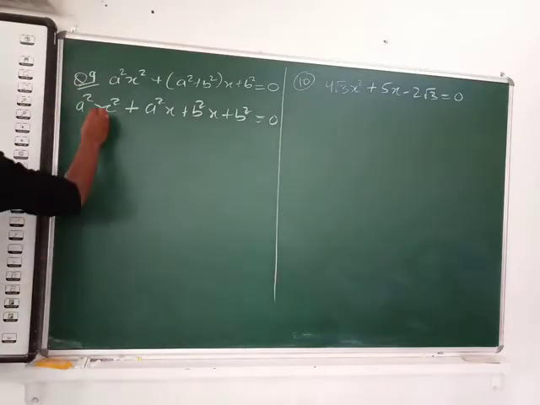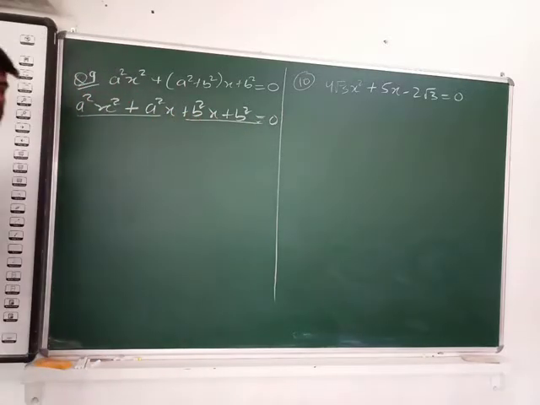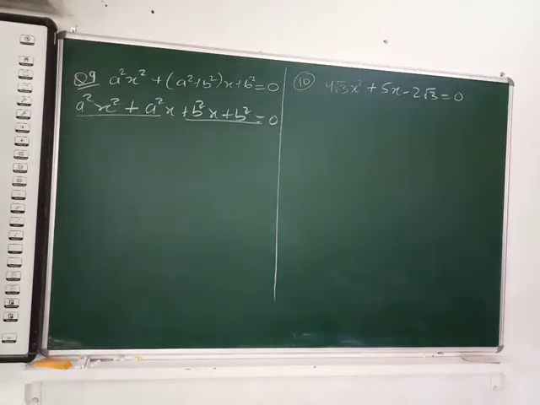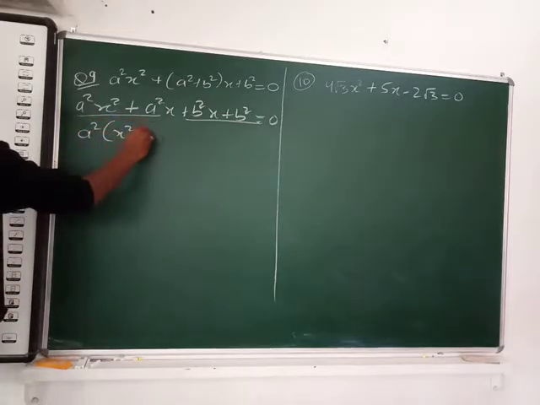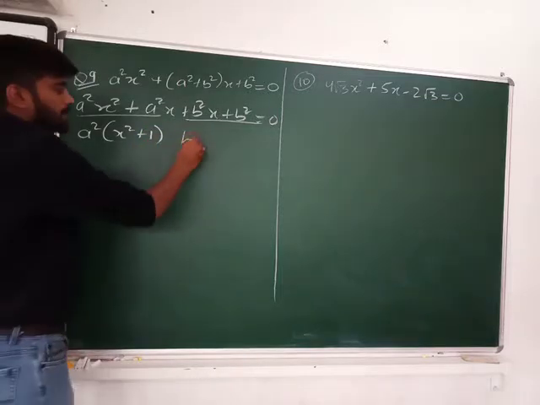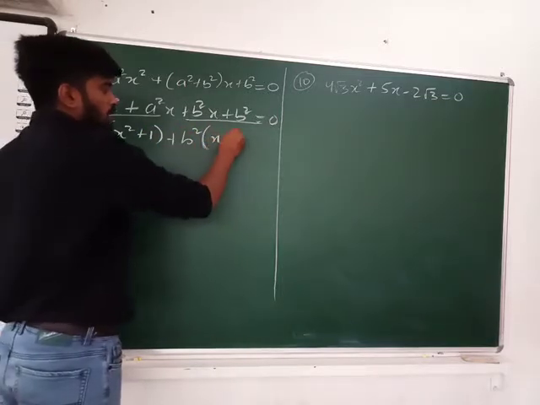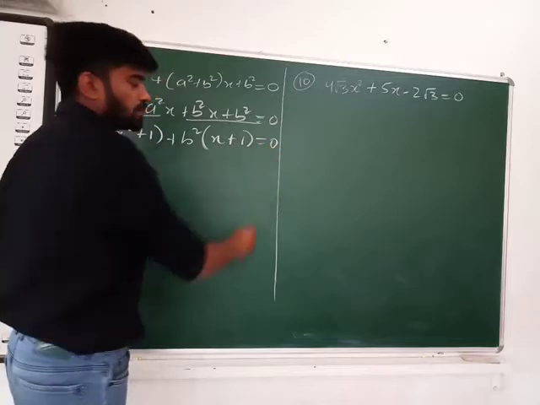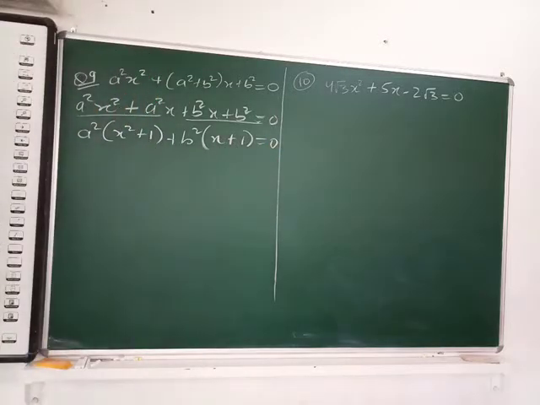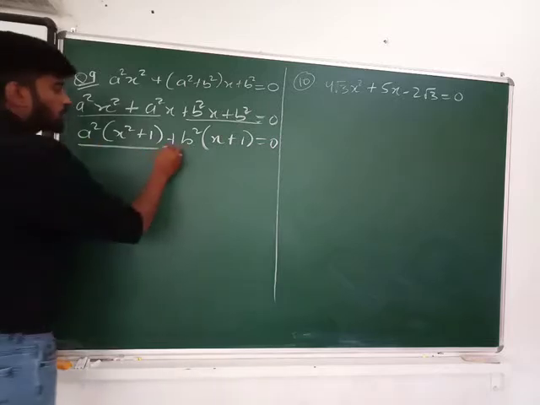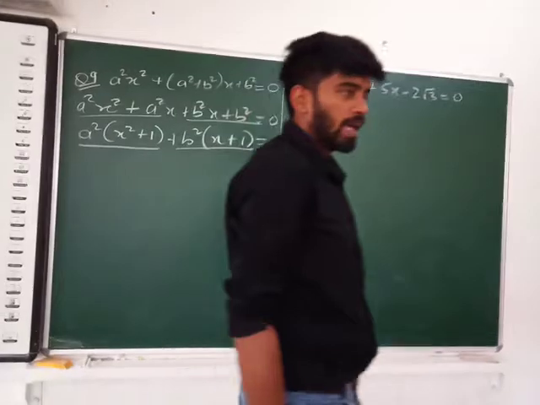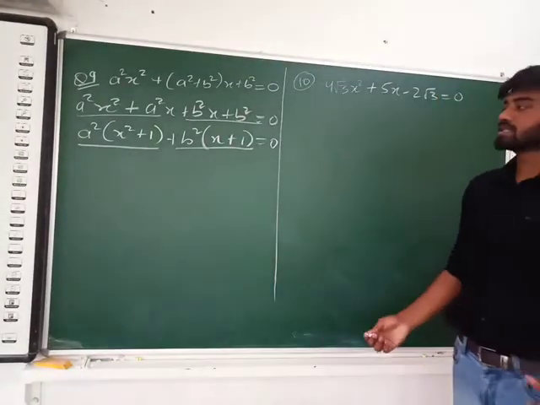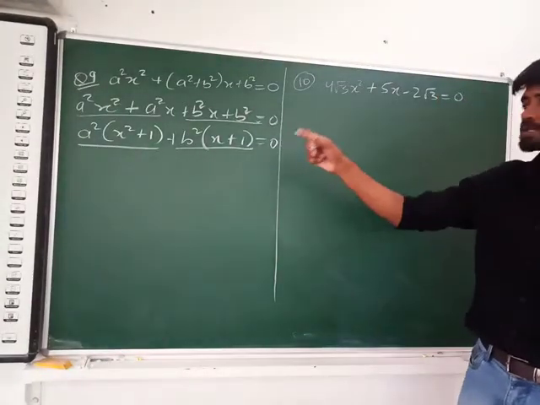Now I can group them up. When you group them up, what happens? You can see something common. A square is common, so x square plus 1 is left. In this, b square is common, so x plus 1 is left, equals to 0. I hope you might be getting this. Now, this is one group, this is the other group, and in both the groups there is something common. If you can see, what's common is x square plus 1.